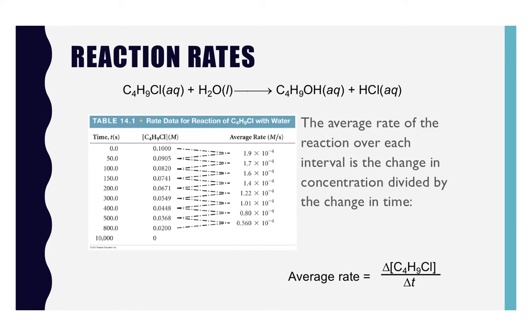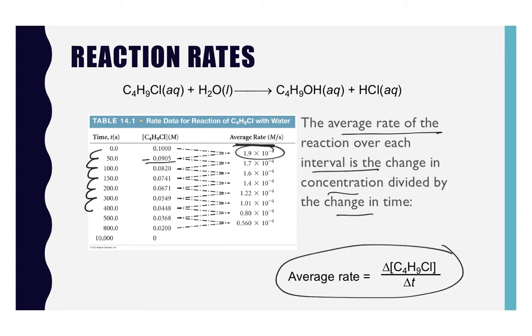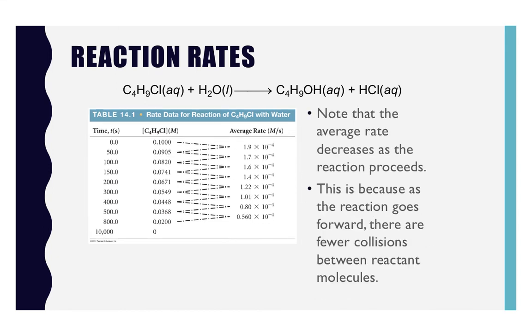So then, if you look at the average rate over each interval, from 0 to 50 seconds, 50 to 100, 100 to 150, 200 to 300, etc., that average rate over each interval is the change in concentration divided by the change in time. In this particular case, for this first interval, we would subtract those two, divide by 50 seconds, and we would get an average rate of 1.9 times 10 to the negative fourth molar per second. Again, average rate is the change in the concentration of the chemical over the change in time.